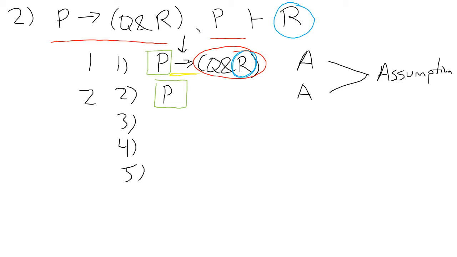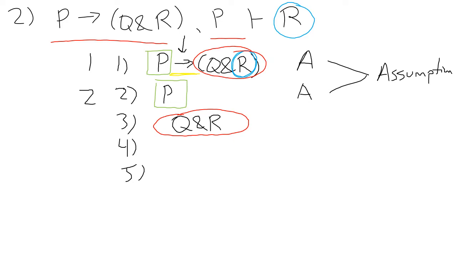And so since I have the conditional statement here, and I have the left side or the antecedent here, then I can go ahead and get what's in the circle. And I have to write everything that's in the circle. I can't just write R. I have to write what's in the circle. So I'm going to write Q and R. Now, erase this.